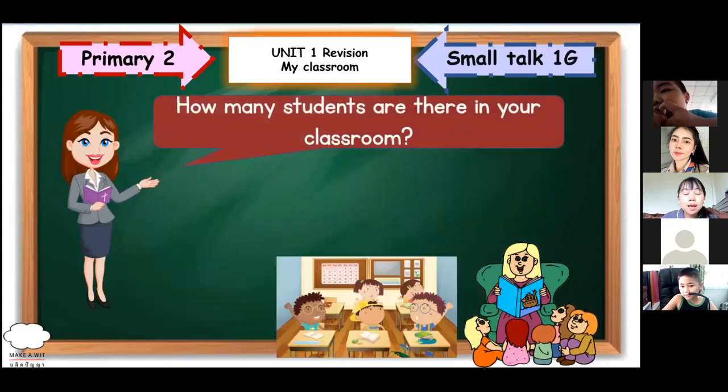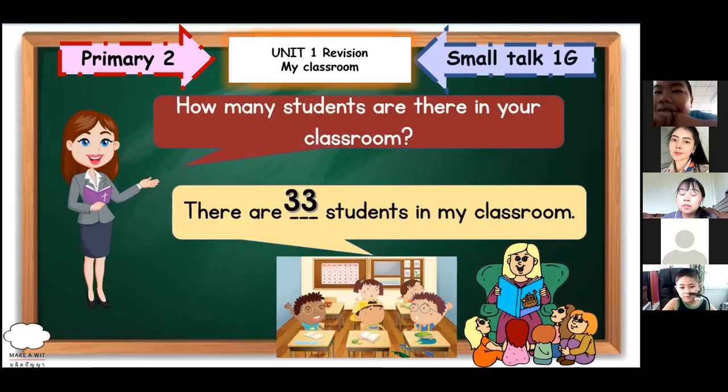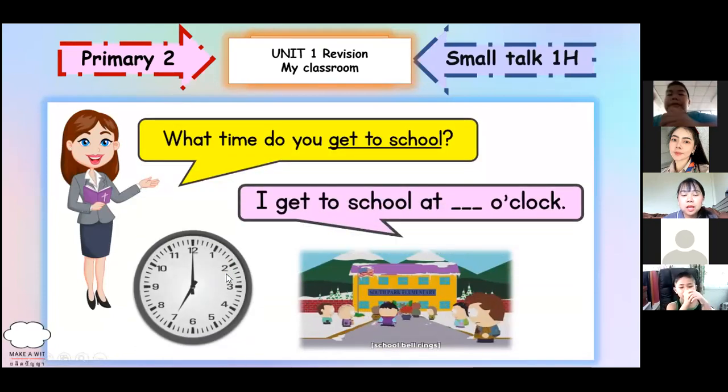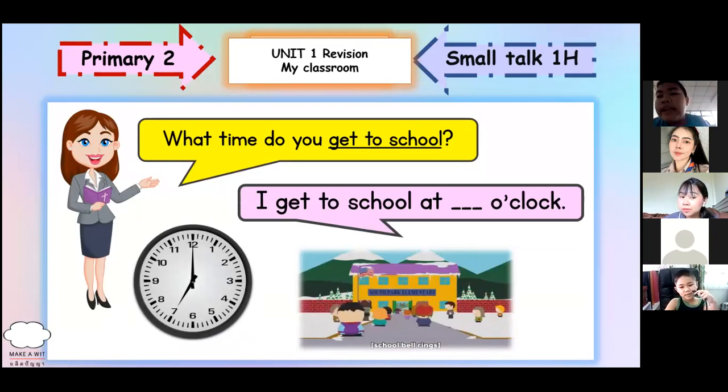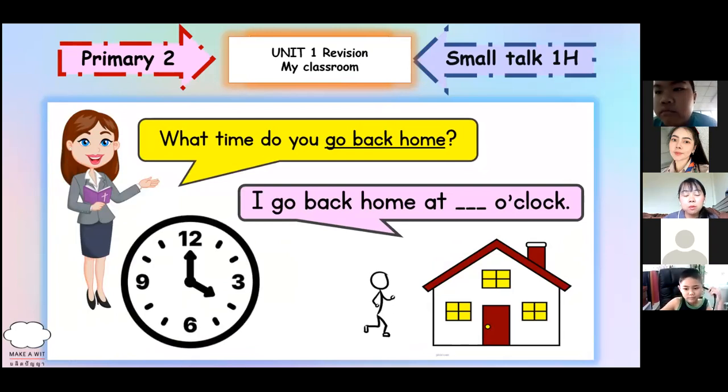Next one. How many students are there in your classroom? There are 33 students in my classroom. Very good. Next question. What time do you get to school? I get to school at 7 o'clock. Very good. What time do you go back home? I go back home at 3 o'clock. 4 o'clock. Good job.